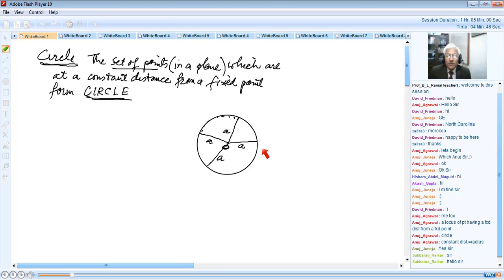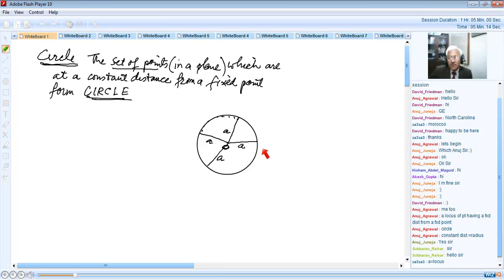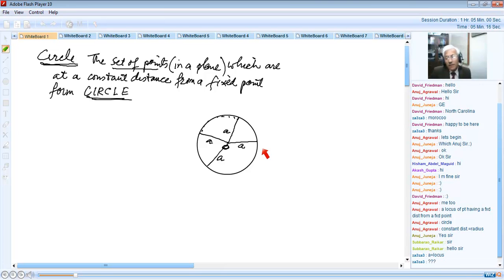Now we talk about the set of points having a particular property. That is what is called a locus. A set of points having a particular property under a certain condition is called a locus. So an alternate definition is the locus of a point which moves such that it has a constant distance. Locus, as I told you, is the same set of points, clear, having a fixed property.